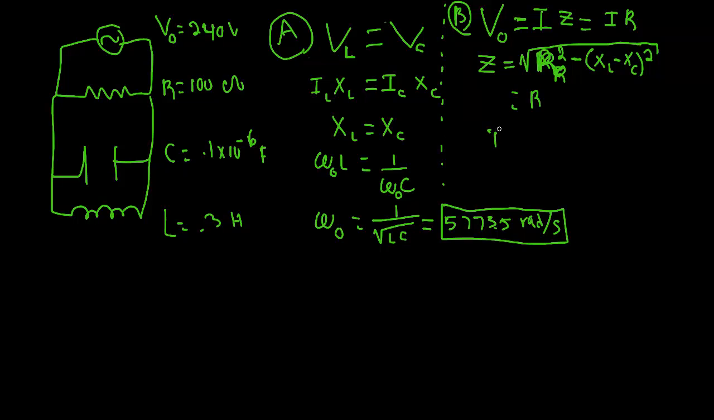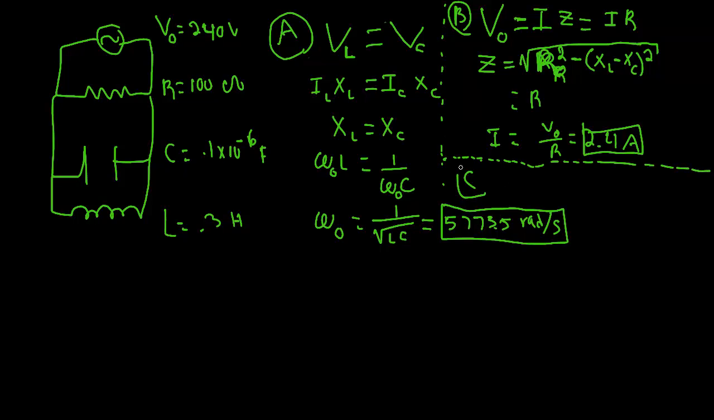So therefore, the maximum current is equal to the maximum voltage divided by the resistance, and if you plug it in, 240 divided by 100 is 2.4 amperes. It's the maximum current through the voltage source. And part C, I'm going to squeeze it in right here because you'll see it is very similar.